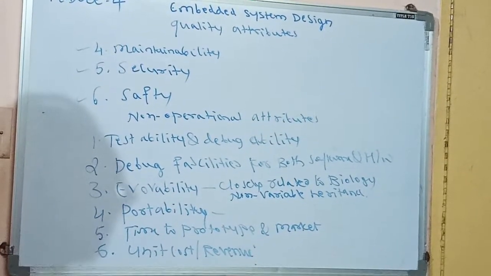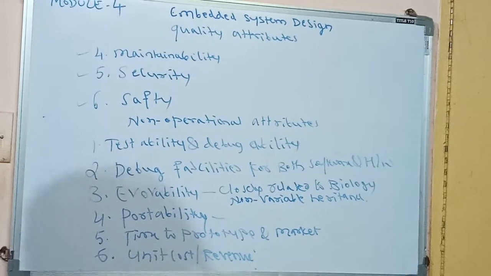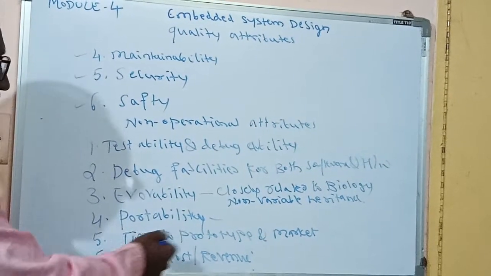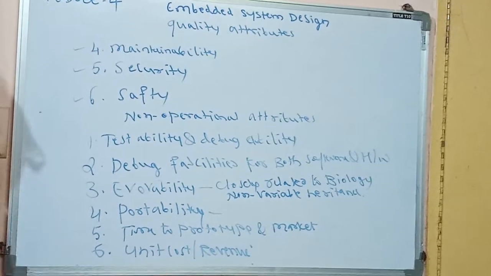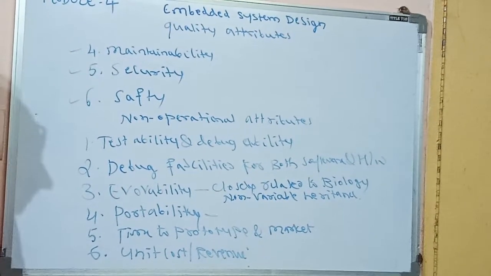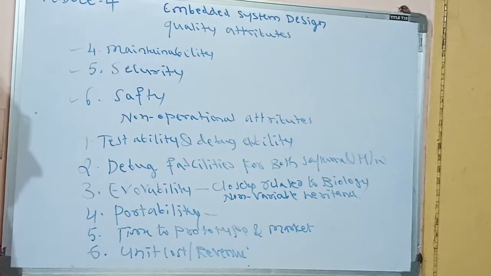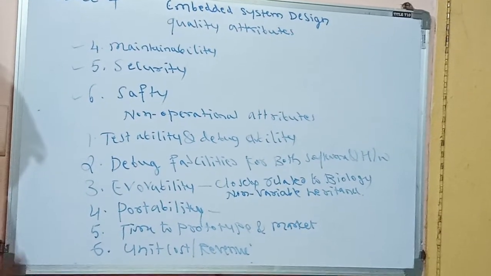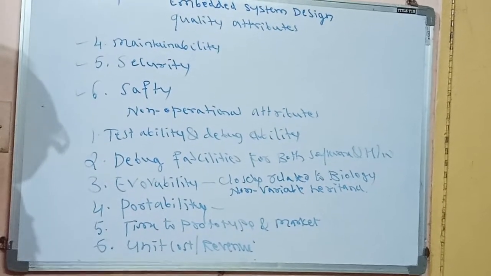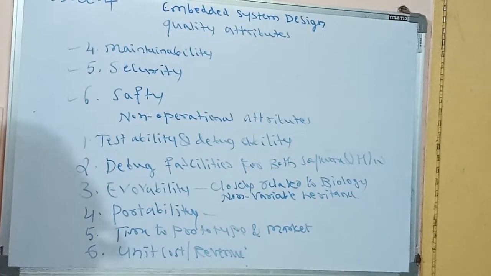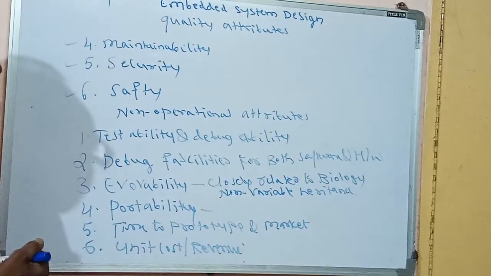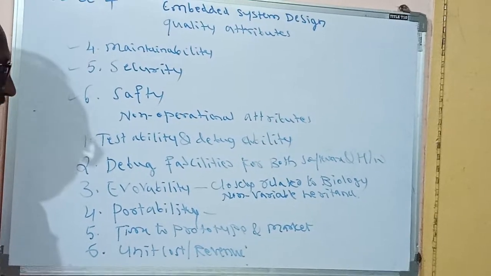And another important attribute is time to prototype and market. Suppose you produce different types of products, then the market is also very important. In a competitive market, so many people are participating with the same products at that time. Your product should be competitive in the competitive market. Then only will you make a profit. Otherwise, you are under loss.